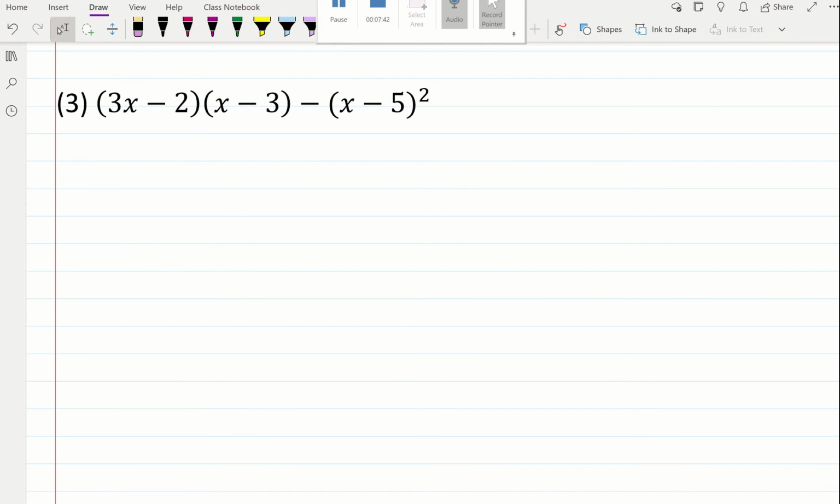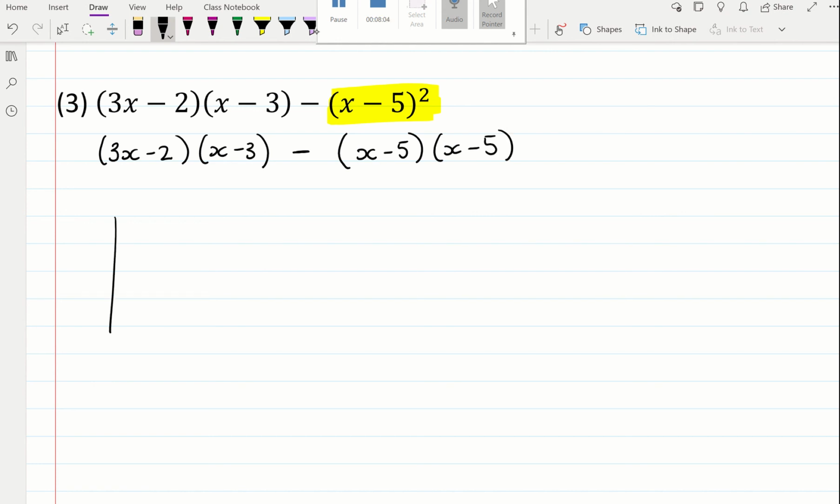So again, I have got a double bracket here, and it comes after the subtraction. So the first thing I'm going to do is to rewrite the question with the double brackets. So I've got the first double brackets being multiplied, and then I've got a subtraction, and I've got the second double bracket being multiplied.